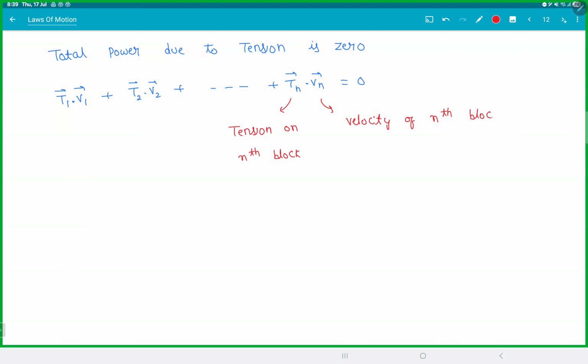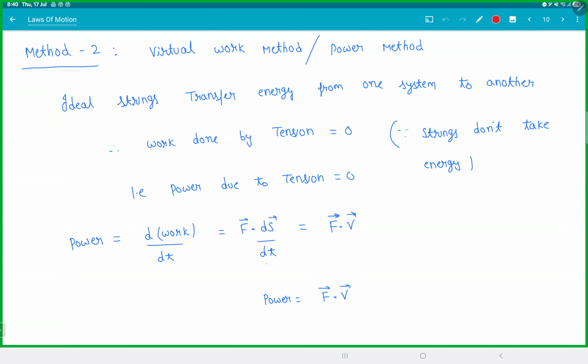Simple reason: strings take energy from someone and give it to someone else. That means the total amount of energy should remain constant. This is the main concept that we use. Let's see how to do this. I'll show you an example and then we'll do more problems on this. And the best thing about this is that it doesn't matter how many strings or how many blocks you have. All clear with this concept? The total power has to be 0. And what is power? F bar dot V bar. Just now we derived it. It's a dot product of force and velocity.